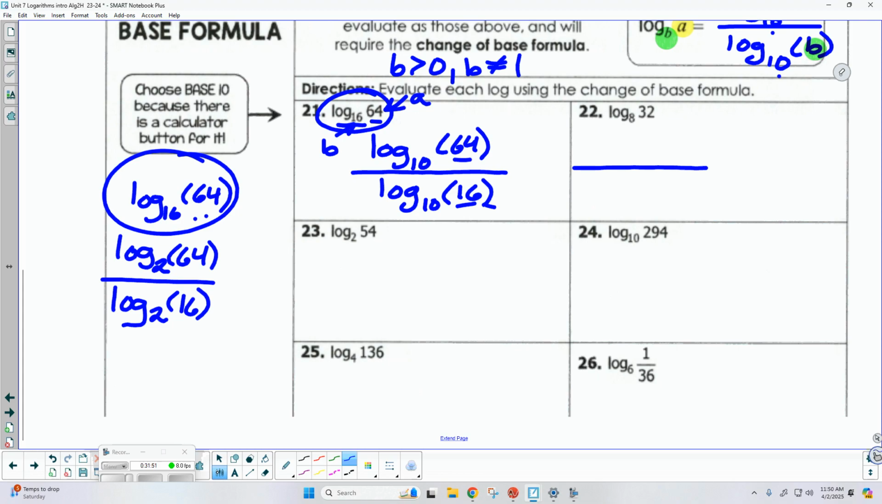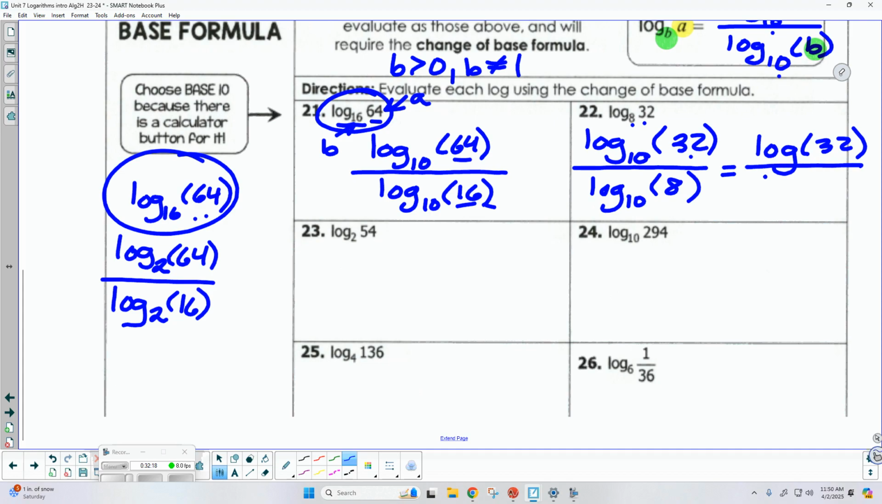Okay. So here's what we should be getting. Log base 10 of 32 divided by log base 10 of 8. Remember, the original argument goes in the numerator. The original base goes in the denominator. Now, you could have also written it like this, just log of 32 divided by log of 8, because it's the common log. Base 10 is the only base we don't have to write if we don't want to.